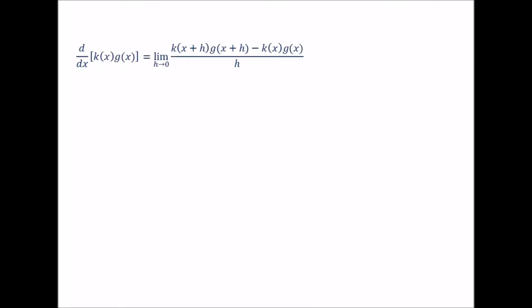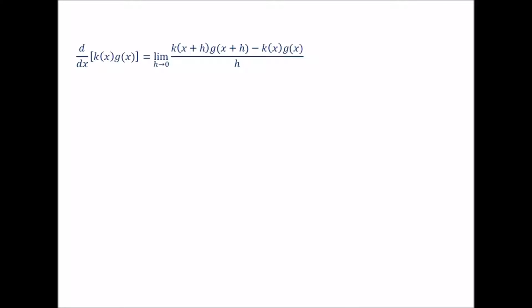Now from here, if we left the limit as is, we wouldn't really get anywhere. Meaning, if you evaluate the limit right now, then we would get k of x times g of x minus k of x times g of x in the numerator, which is 0, and we get 0 in the denominator, which is 0 over 0, or indeterminate. So the only option we have left to do is introduce new terms.